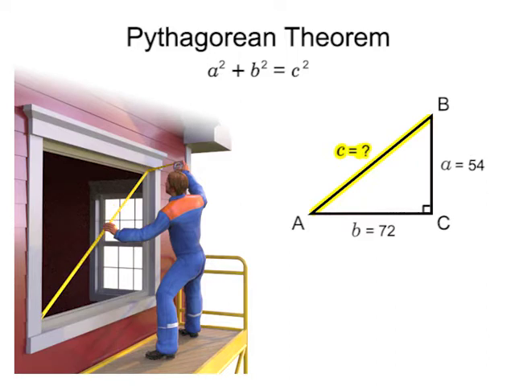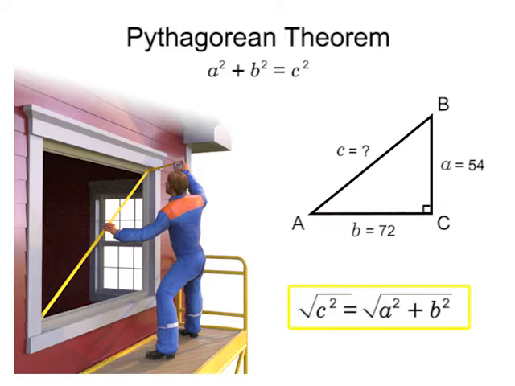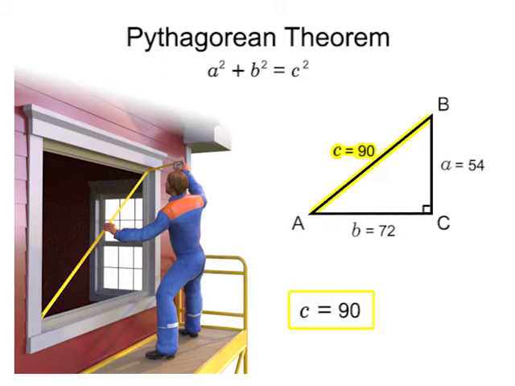Let's find out. First, isolate the variable c by taking the square root of both sides. Then, substitute in the values for a and b. Finally, reduce the expression and simplify. In this example, the hypotenuse of the triangle should be 90 inches. If the diagonal of the window measures 90, then the carpenter knows the window will be square.